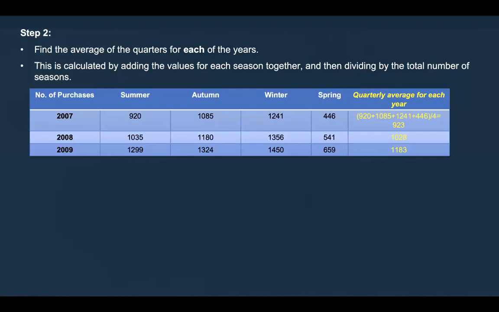So the second step is to find the average of the quarters for each of the years. This is calculated by adding the values for each season together and then dividing by the total number of seasons. So here, for example, for the year 2007, we take the value for each season, add them together, and then divide by 4 because there's 4 seasons. And we do that for each of the years.